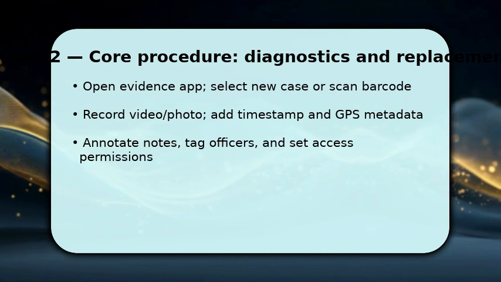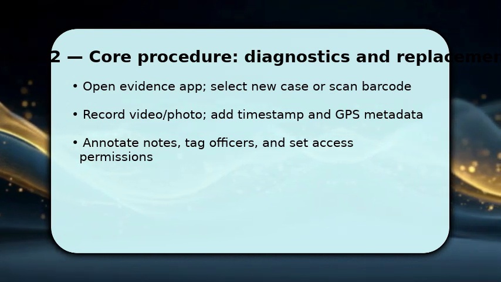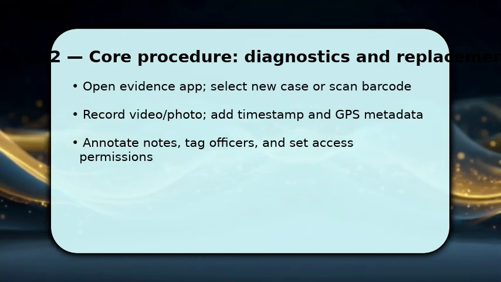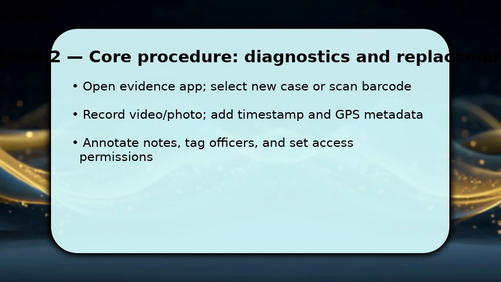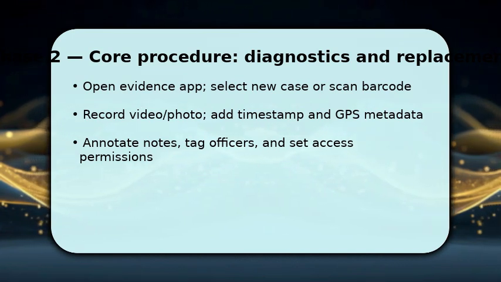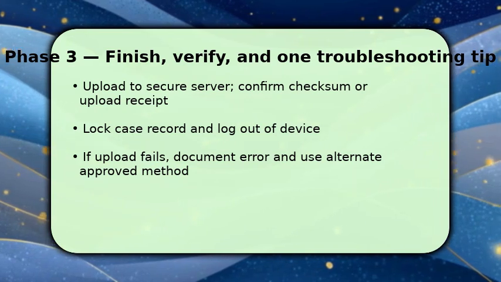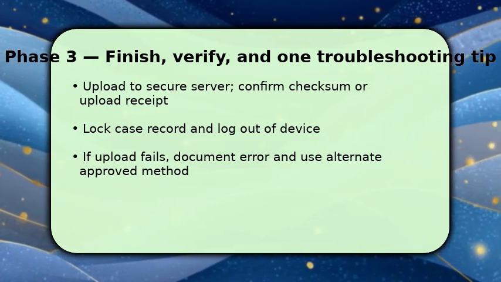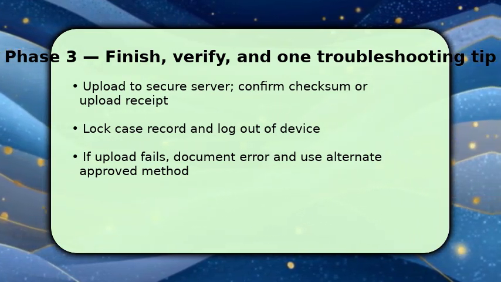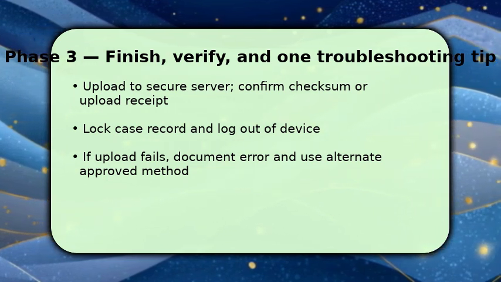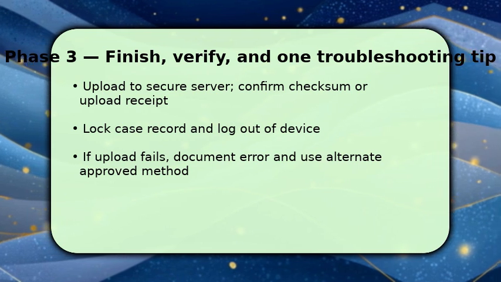Once done, add concise annotations, tag involved personnel, and set sharing permissions for supervisors. Doing these actions correctly maintains admissibility and speeds subsequent reviews, and you complete the process by uploading evidence to the secure server and verifying the transfer. Watch for an upload receipt or checksum confirmation. Once confirmed, lock the case record and properly log out of the device to maintain chain of custody.